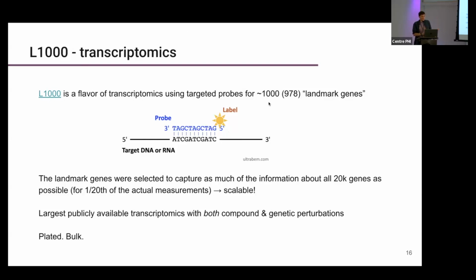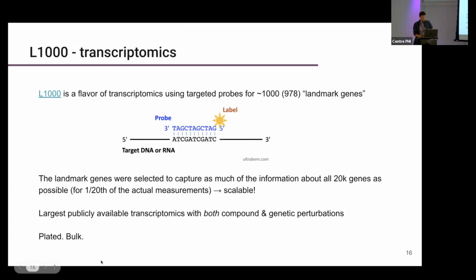And these landmark genes were selected to be as good as possible for about 1,000 genes at being able to recapitulate and predict the remaining 19,000 genes in the human genome. So they already capture a lot of the information, while being overall a lot fewer measurements, therefore cheaper, more scalable, etc.